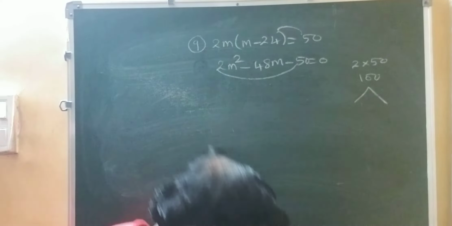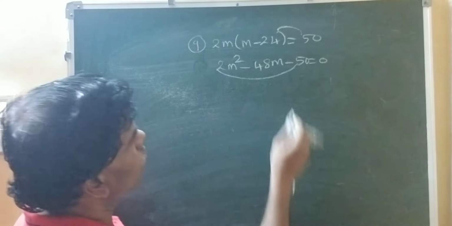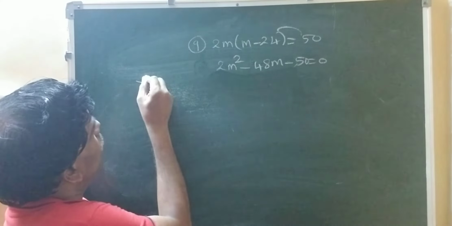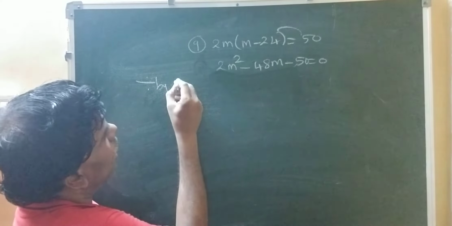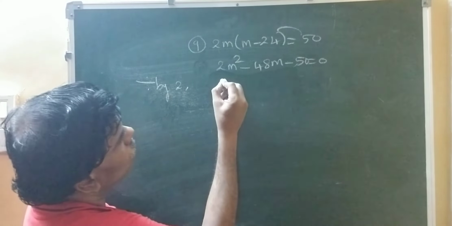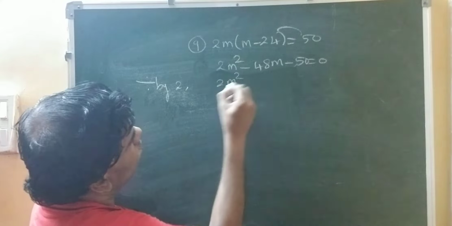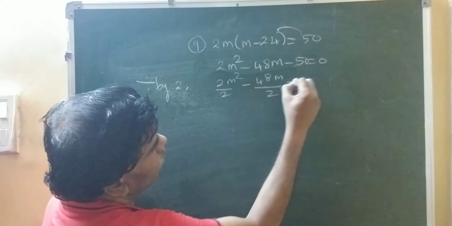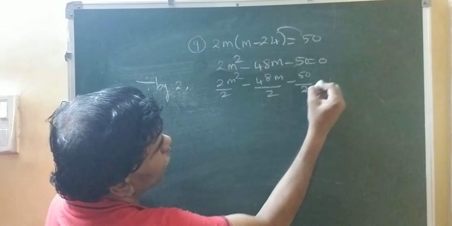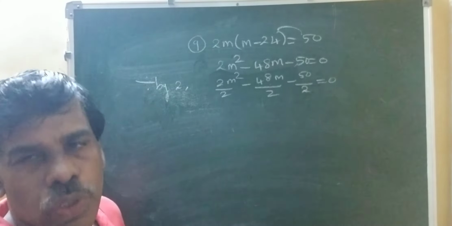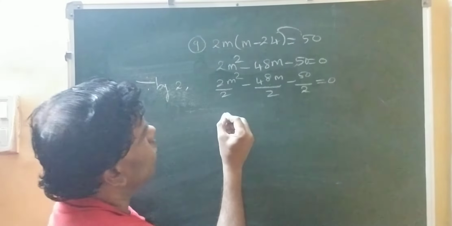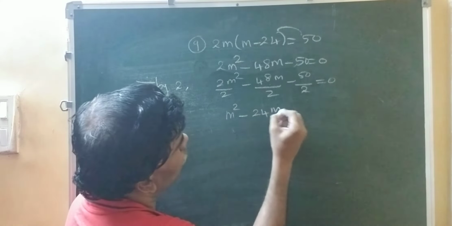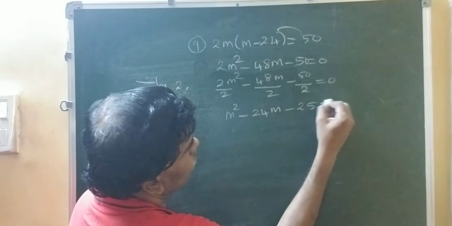Okay, now what we will do, we will simplify it also. See, here divide the equation by 2. So 2m square upon 2 minus 48m upon 2 minus 50 upon 2 is equal to 0. So we will get smaller coefficients. So m square minus 24m minus 25 is equal to 0.